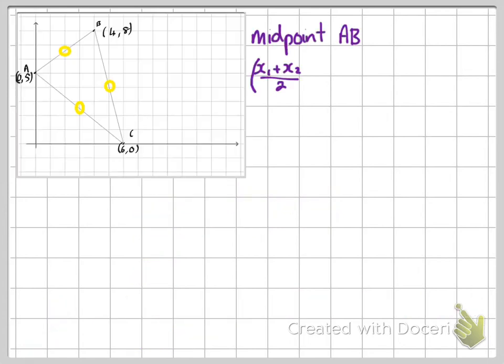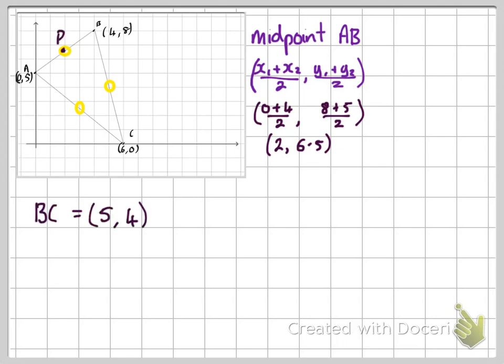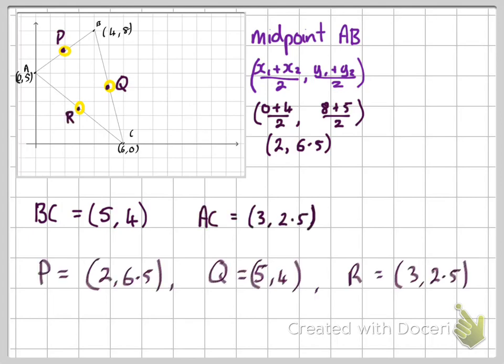Then we're going to have a look at the midpoints. There's your midpoint formula. You add your x values and halve them, add your y values and halve them. So the midpoint of AB is going to be the point (2, 6.5). Do the same for the midpoints of the next one and AC. Then write them in. P, Q and R, those are the midpoints: (2, 6.5), (5, 4), (3, 2.5). If I've gone too fast, stop, work out the midpoints yourself.